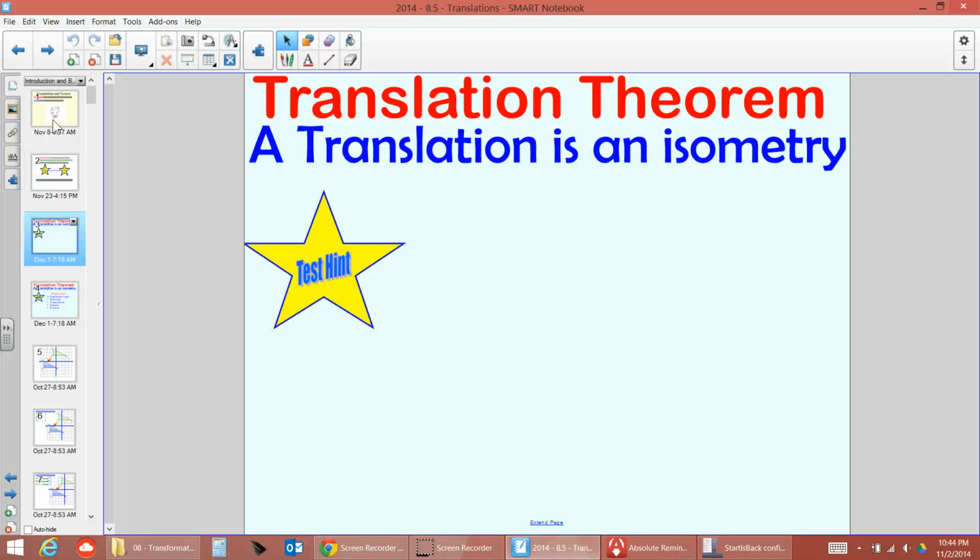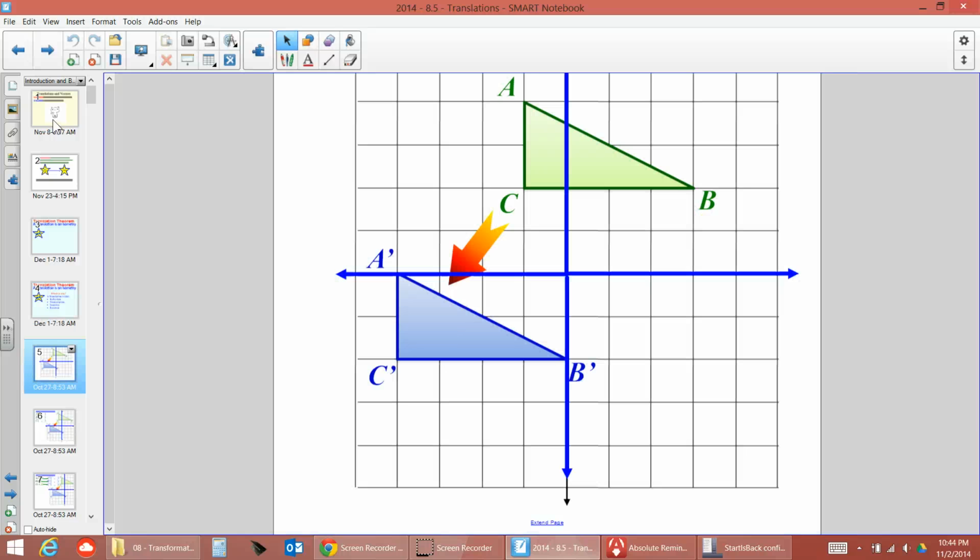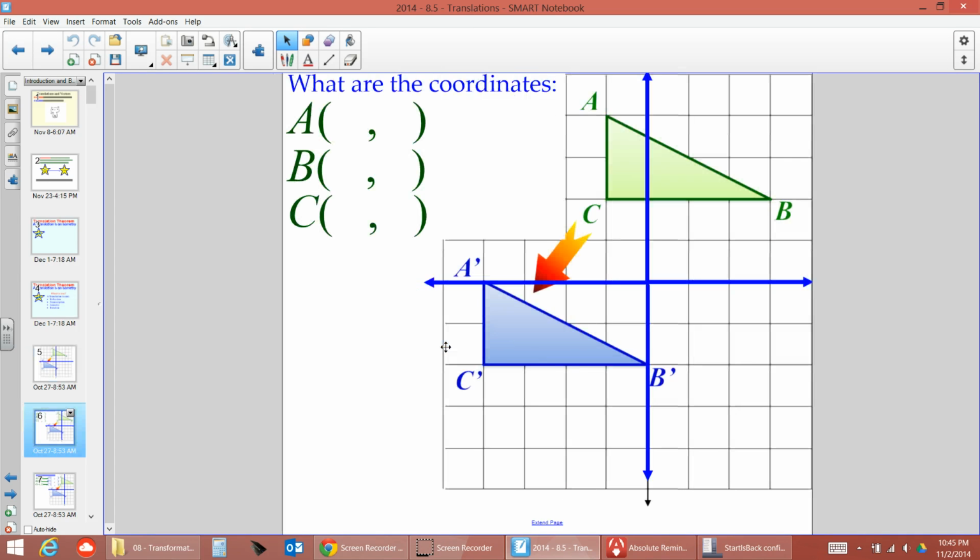So if on a test question they ask you which is true, a translation is not a reflection, it's not a rotation. We don't even know what a transcription is. It's an isometry. So please don't forget that translation preserves distance and angle. Basically, it looks like this. It's a slide. I'm taking a shape and I just slide it into place. It should land right on top of the A prime, B prime, C prime.